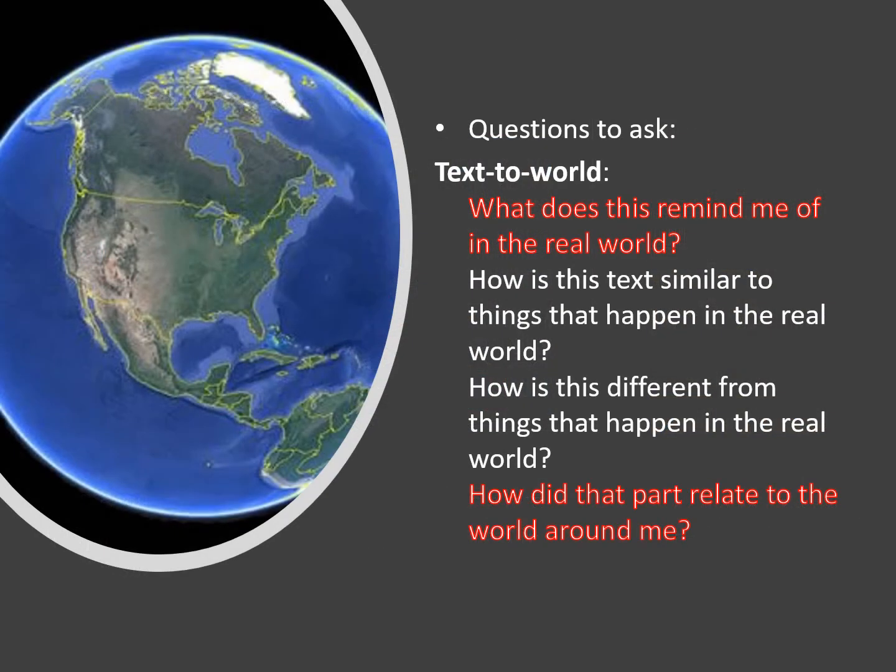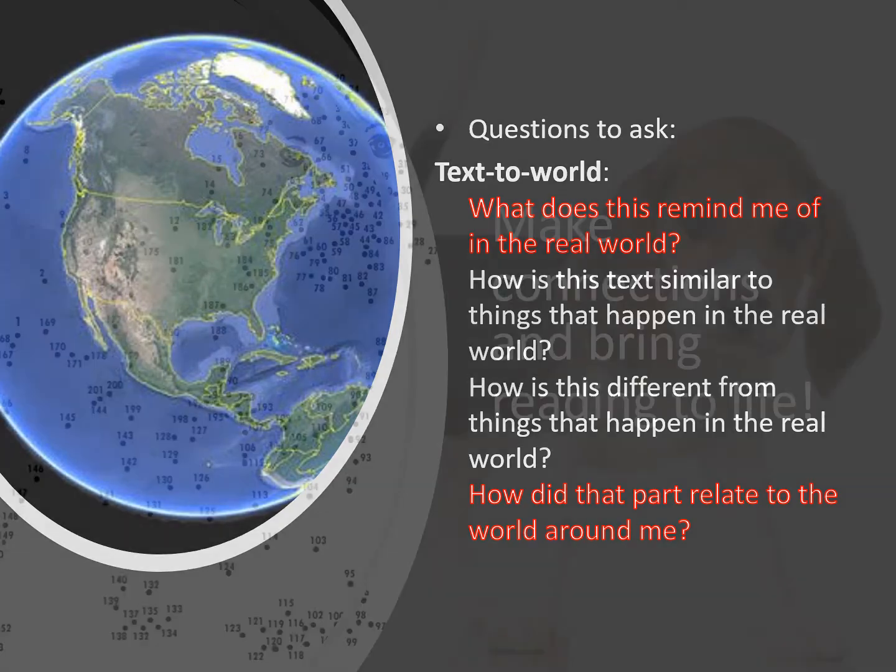Whilst reading, you should ask yourself some questions if you want to relate the text to the wider world. So you should be asking yourself, what does this remind me of in the real world? How is this text similar to events that are happening? How is it different to the events that are happening? How did that part relate to the world around me? So you need to be asking these questions constantly as you're reading the text.